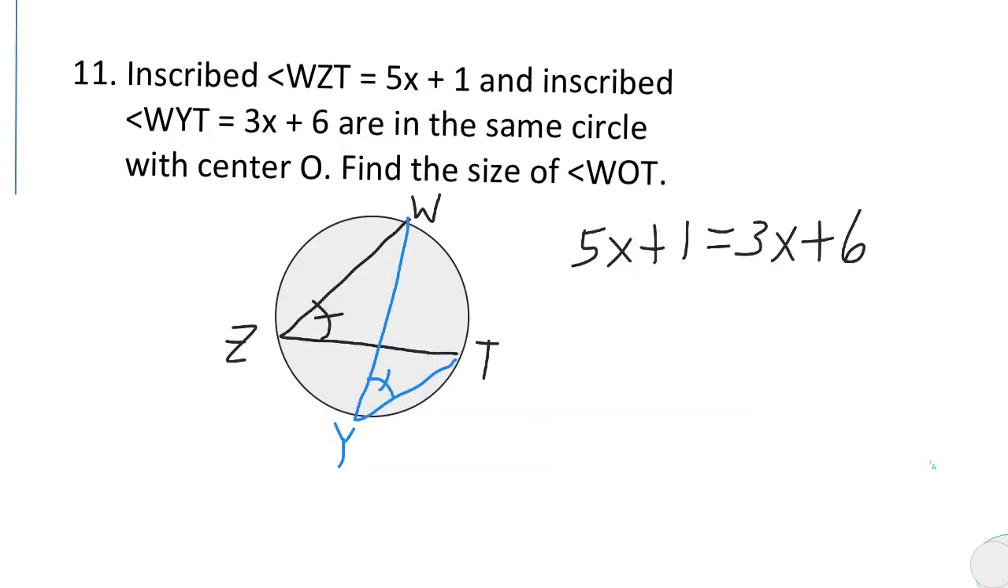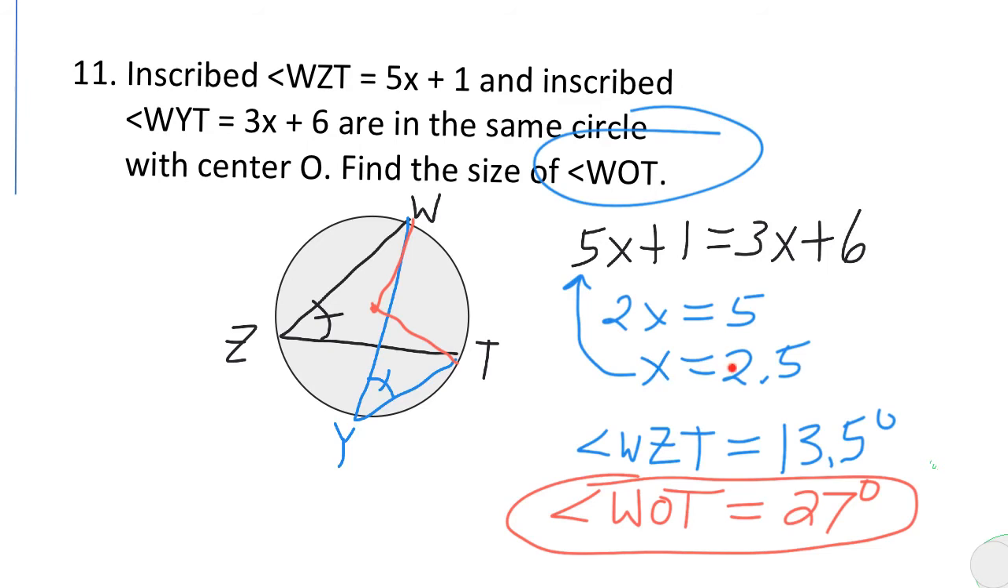In question 11, we have 2 inscribed angles, WZT and WYT. Notice they both have W and T, so they both start and end at the same 2 points. If that's the case, they have the same intercepted arc, WT, and the 2 angles are congruent to each other. So we can set them equal and solve for x, and then figure out our answer. When I solve it out, I get that x is equal to 2.5.